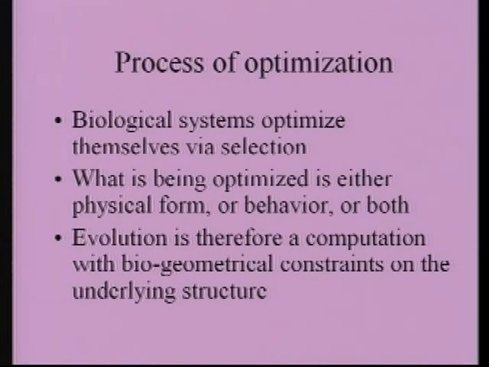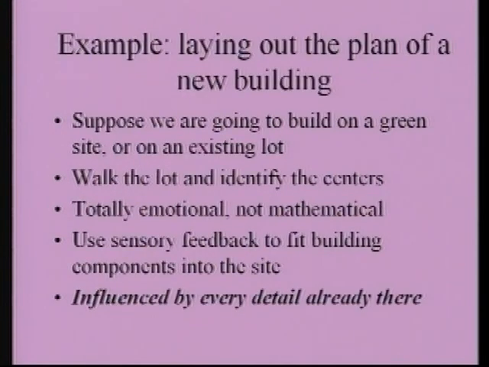Evolution is therefore a computation, and it's a computation of the sort, very abstractly, that I have outlined in the previous lectures in this series. It's a computation that has constraints on the underlying structure, and these constraints are biogeometrical in nature, and they optimize the organism for survival. Very simple idea, very complicated to see the details of this. But I'm trying now to create an analogy with architectural and urban design and using these ideas for that application.